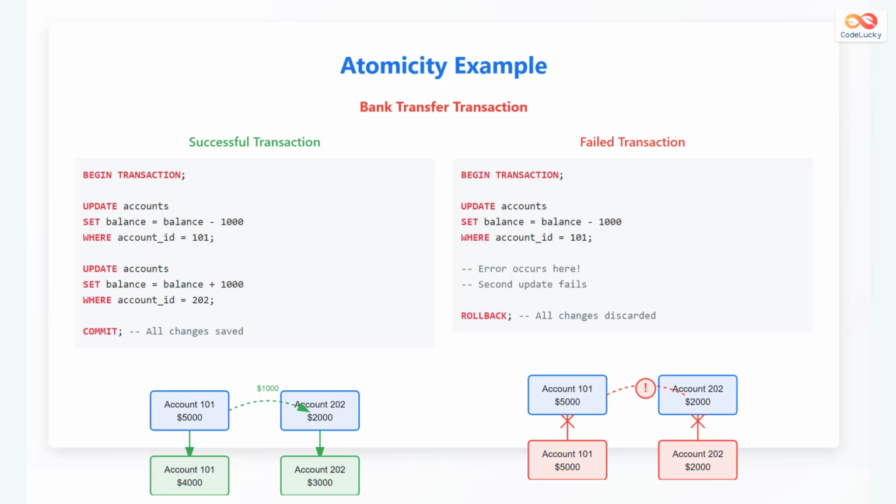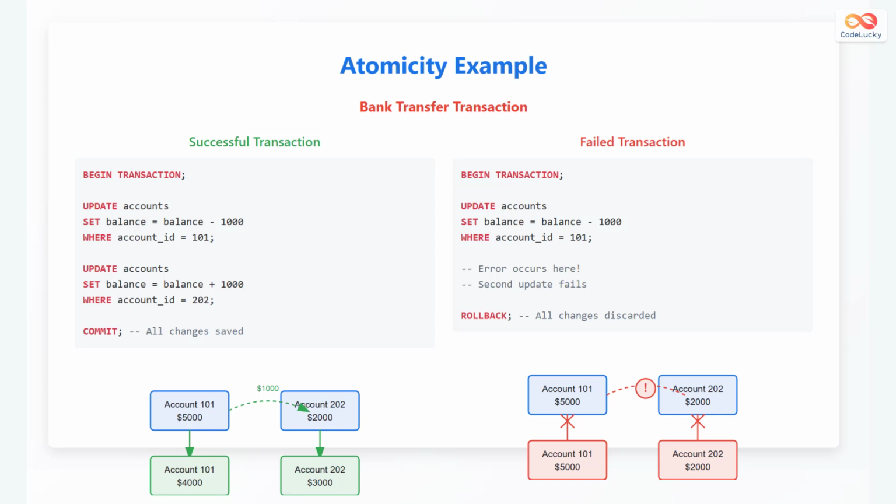Here's an example of atomicity. Let's consider a bank transfer transaction. In a successful transaction, we begin the transaction. Then we update the accounts table, setting the balance to balance minus 1000, where the account ID is 101. Next, we update the accounts table, setting the balance to balance plus 1000, where the account ID is 202. Finally, we commit and all changes are saved.